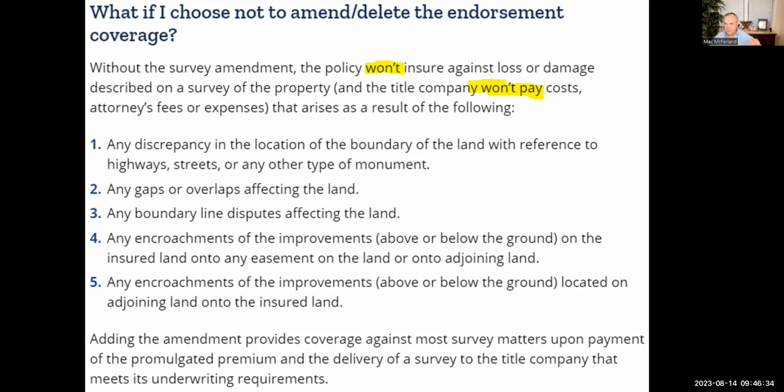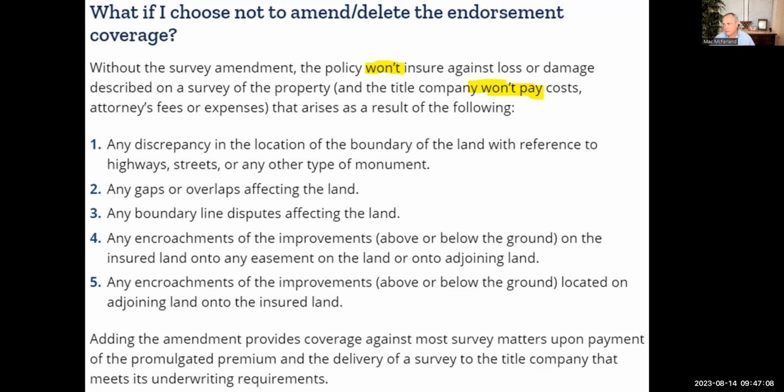We're going to amend shortages in the area. So number 5 here, any encroachments of the improvements above or below the ground located, right? Or 4, any encroachments of the improvements on the insured land into an easement area. So that's what this is about. If you clip that or I actually have it, I can share it with you. It's actually in our Facebook groups, I believe. But that conversation comes up from time to time.